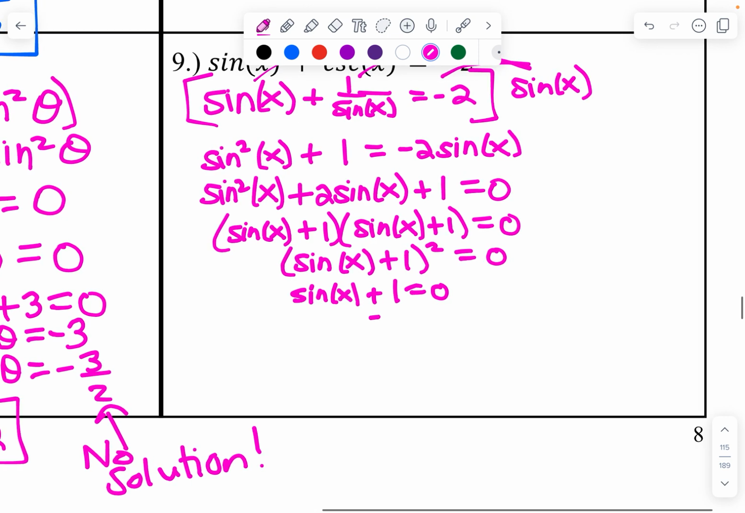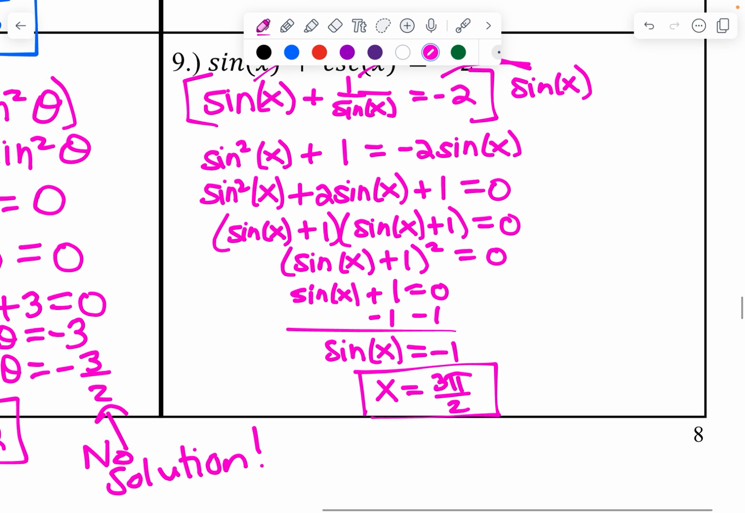So we'll subtract the 1 to the other side. So we're looking for where does sine of x equal -1? Well, that's down at 3 pi over 2. So that's the one and only x value that will work for that equation.